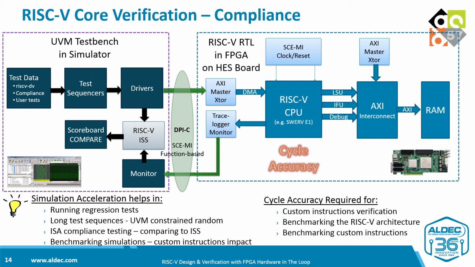Aldec HES-DVM allows for compiling the RISC-V CPU along with some test bench components like transactors, monitors, and also a clock generator into the FPGA. Then you can use the same UVM test bench connected to the design running in the FPGA, and so you can accelerate the simulation tens or even hundreds of times. I'd like to emphasize also that cycle accuracy is preserved in emulation, which is required for verifying microarchitecture functionality and benchmarking its performance.